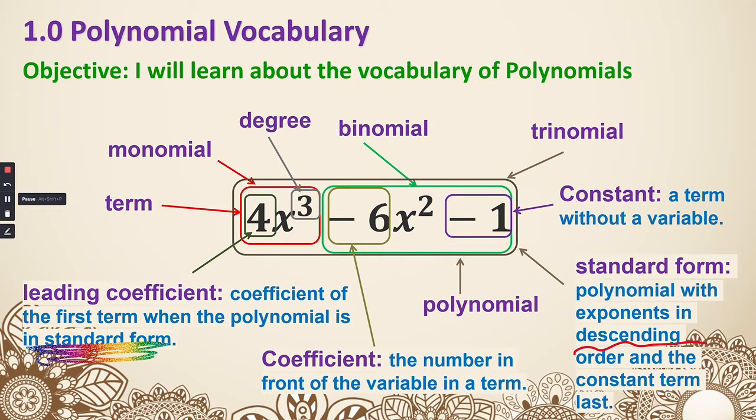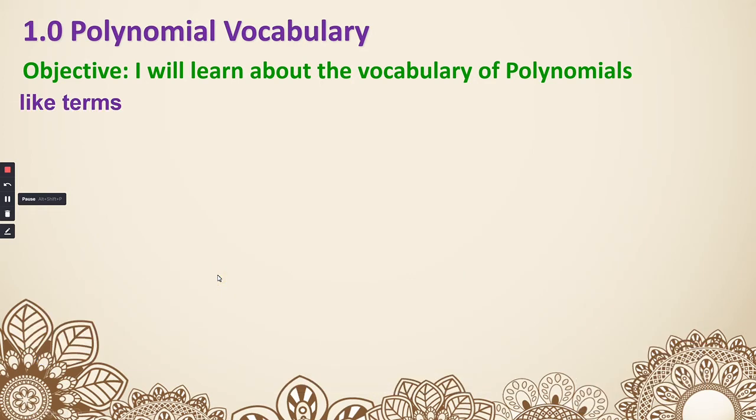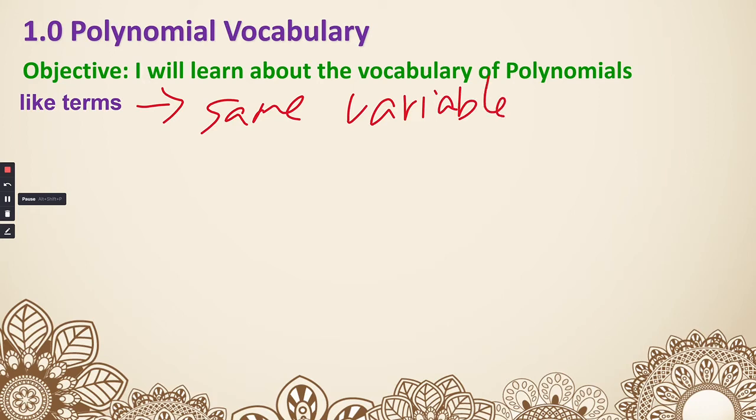So these are most of the polynomial vocabulary. We do have one more, and that is like terms. Like terms is defined as same variable and same power or exponent.